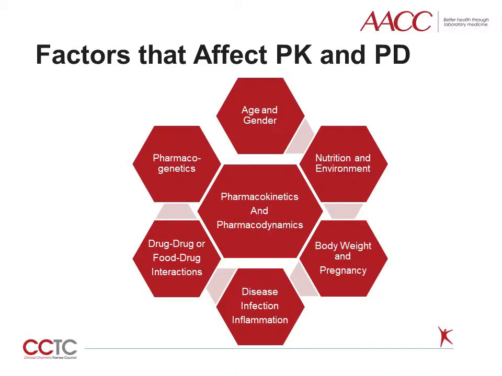To summarize, TDM results are impacted by factors that affect pharmacokinetics and pharmacodynamics, such as age and gender, nutrition, pharmacogenetics, body weight, pregnancy, disease, drug-drug, and food-drug interactions. Sex differences in body composition, such as total body water, percent body fat, muscle mass, organ size, blood volume, and flow and metabolism enzymes will contribute to the interpersonal variability in pharmacokinetics and ultimately the pharmacodynamics of the drug.